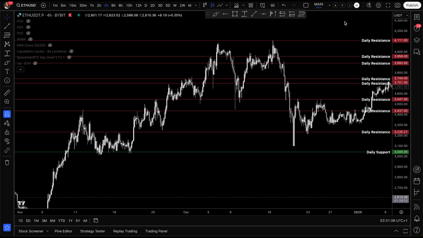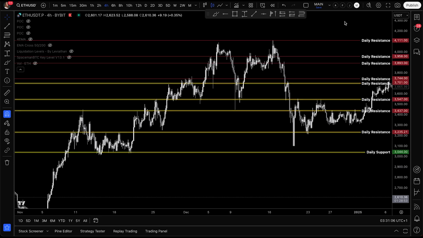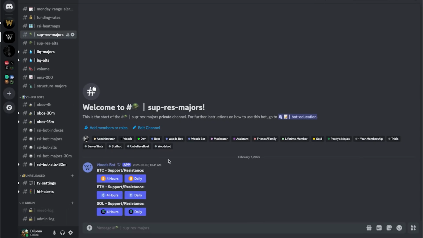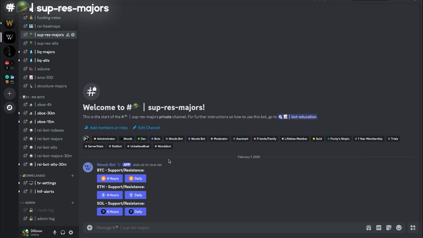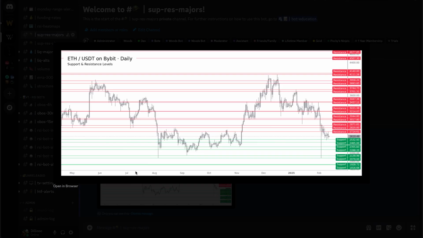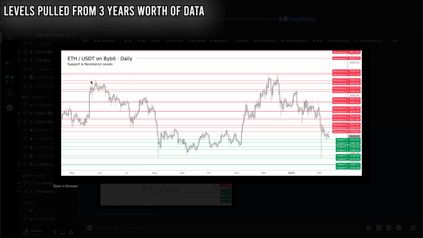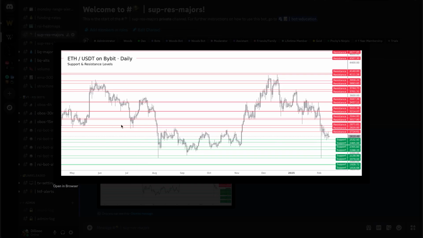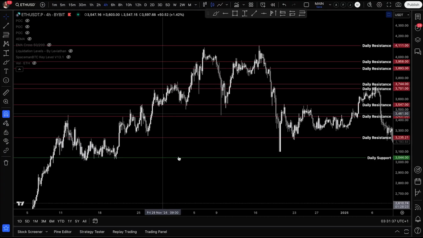So what you can see here is a ton of levels, daily resistance, and support levels. These are pulled from our bot inside of the Discord. We have it for Bitcoin, Ethereum, and Solana. We do daily and 4-hour levels. When you click, it's going to generate levels that are pulled from 3 years worth of data. So these are hard levels for you to use, and we can put those onto the charts here.